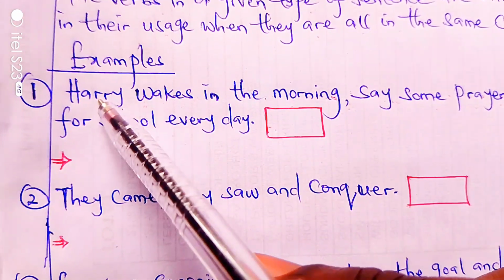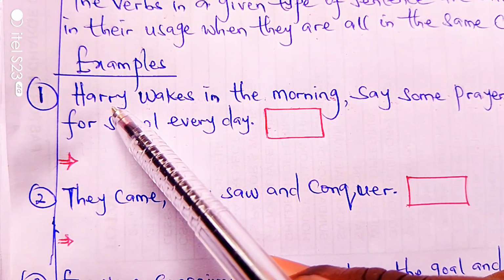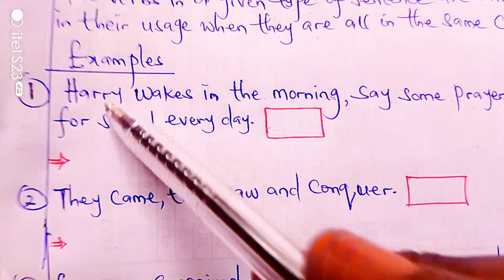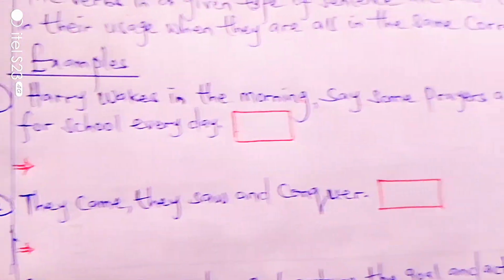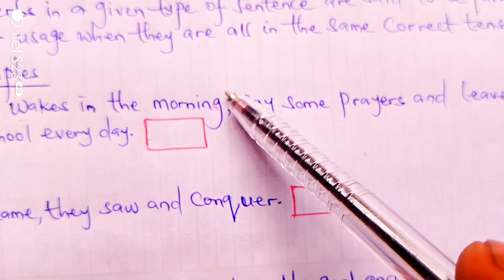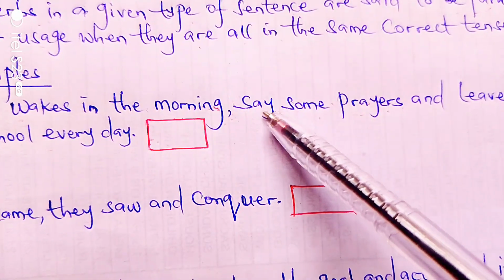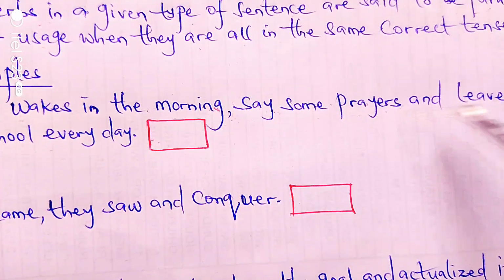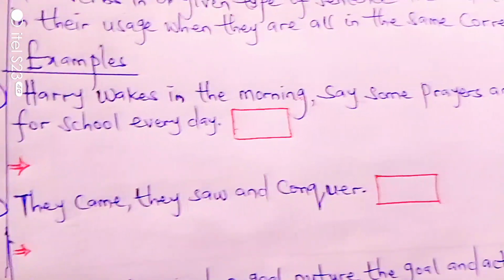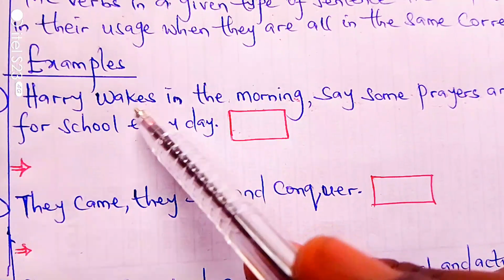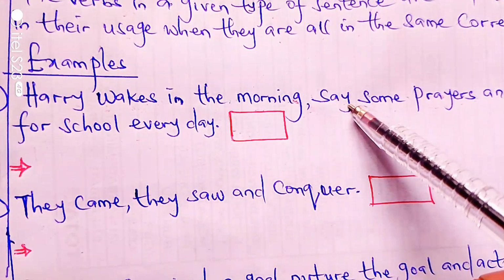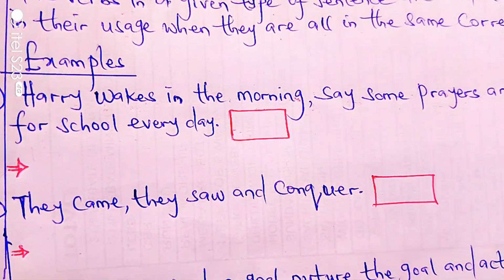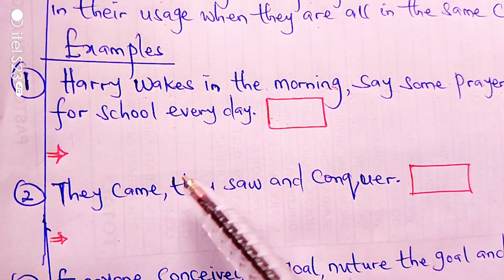But I want to take note of something. If you look at the first sentence we have here in this multiple sentence, Harry wakes in the morning. Harry is one person. The wakes there is correct. That's correct usage of the finite verb there. Then the next thing we have is a comma there. Probably we could have used a conjunction there, maybe and or something. Say some prayers, and leave for school every day. As you can see, Harry is one person. So the wakes here is a correct finite verb. This is a singular verb. Then say here is a plural verb, while leave is another plural verb. So this very sentence is not in a parallel structure.